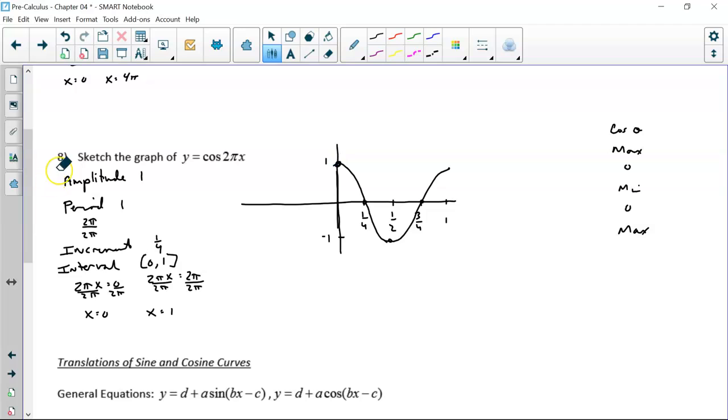The keys here to take away is how to find the amplitude, period, increment, and interval. And remember the patterns for sine and cosine.